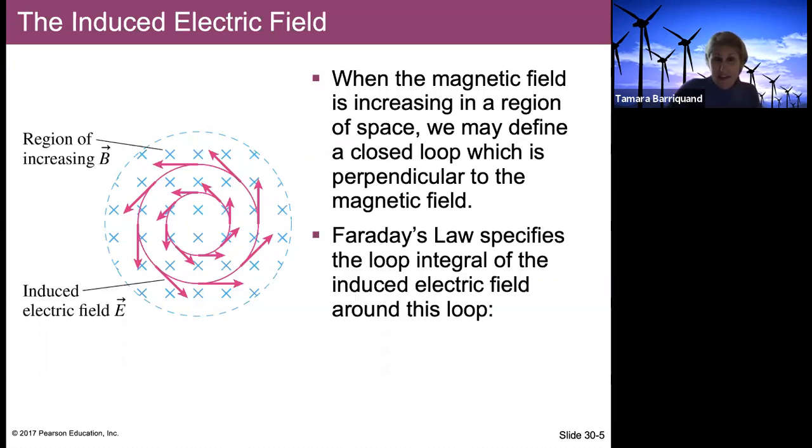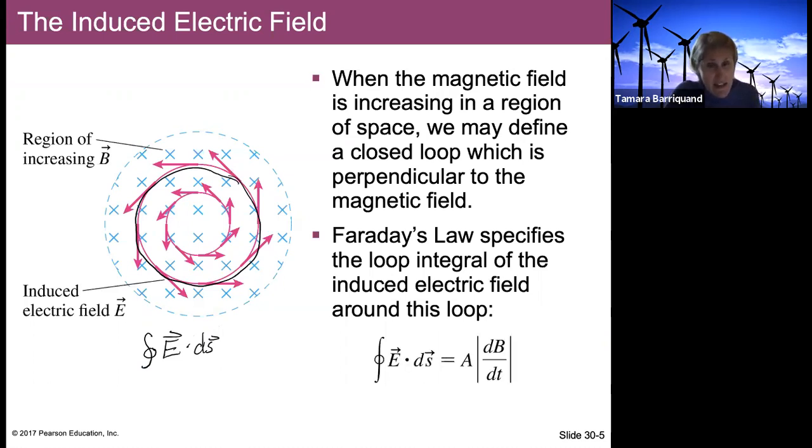Faraday's law specifies that the loop integral of the induced electric field around this loop, we take a loop integral around this circle. We remember that our closed integral around a loop looks like this. It's going to be, in this case, E dot ds, going around that loop, and that we know will be equal to the change in the magnetic flux. Well, the area isn't changing, so it's equal to the area times the change in the magnetic field in time.